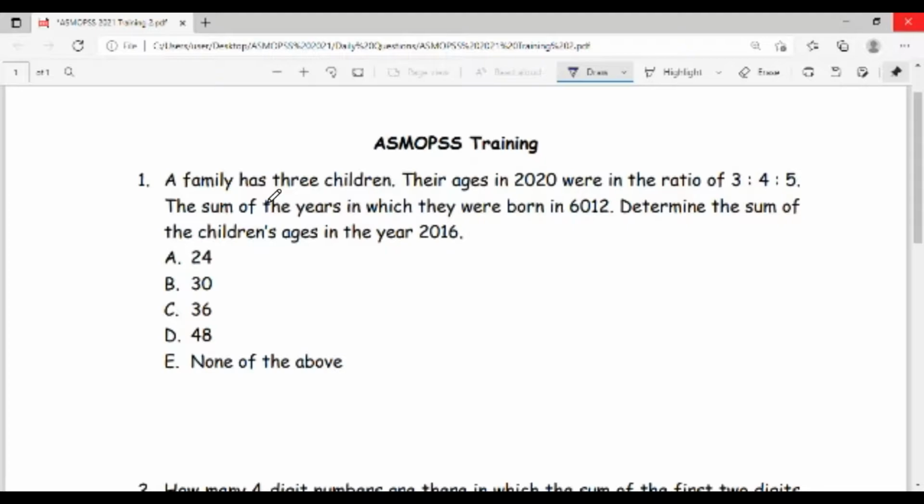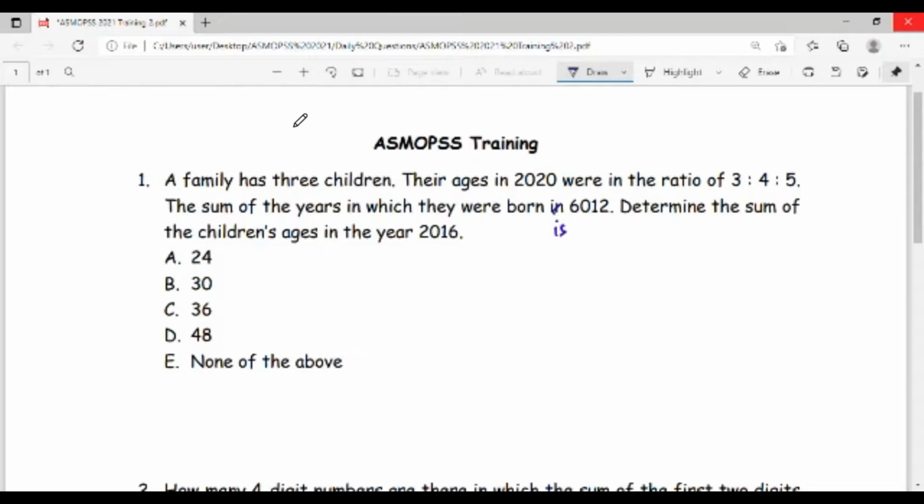So let's start with question 1. A family has 3 children. Their ages in 2020 were in the ratio of 3 to 4 to 5. The sum of the years in which they were born is 6012. Determine the sum of the children's ages in the year 2016.